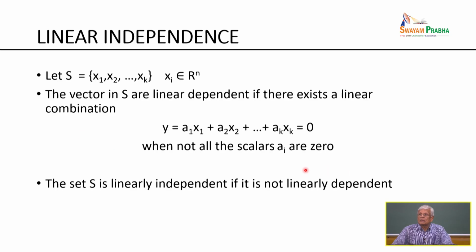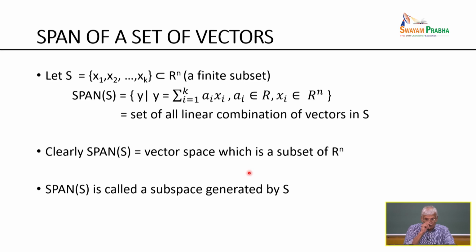A set of vectors is said to be linearly independent if it is not linearly dependent. So what does it mean? There exists no set of constants a1, a2, ..., ak such that a1 x1 plus a2 x2 plus ... plus ak xk is 0 for any non-trivial choice of a1, a2, ..., ak. With me, please? That's the concept of linear combination, linear dependence, linear independence. I'm sure you have all heard of these things. I just want to brush it up.